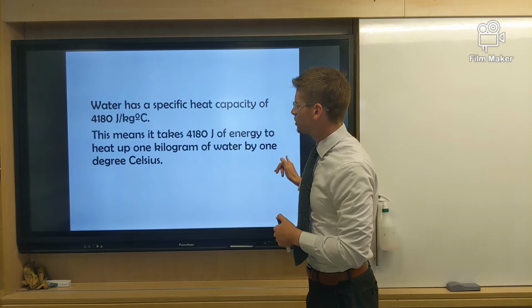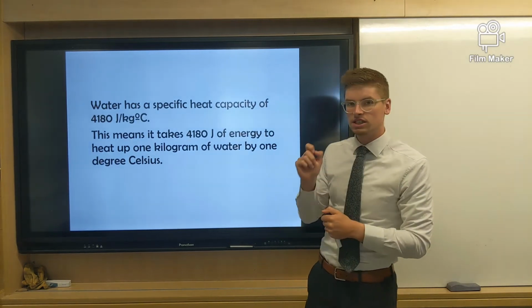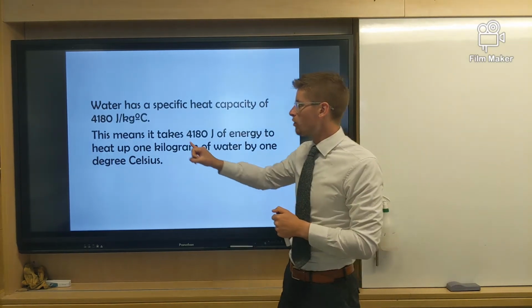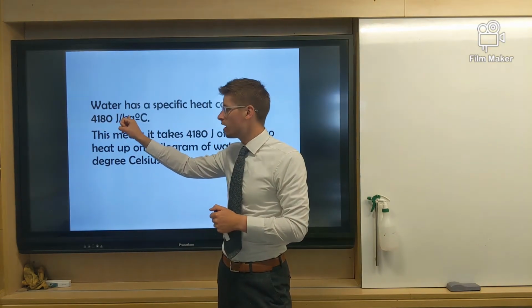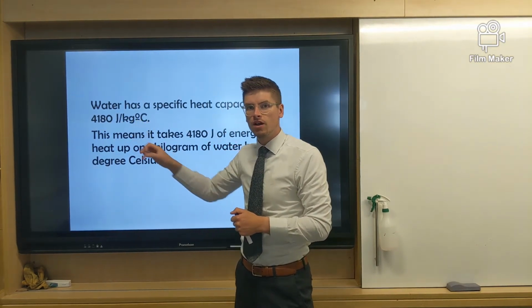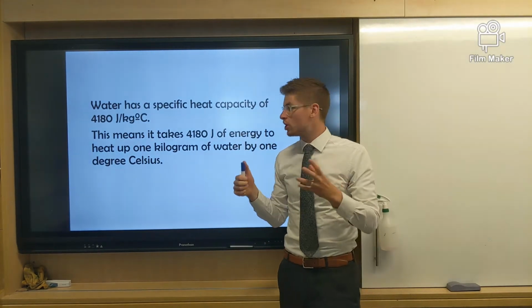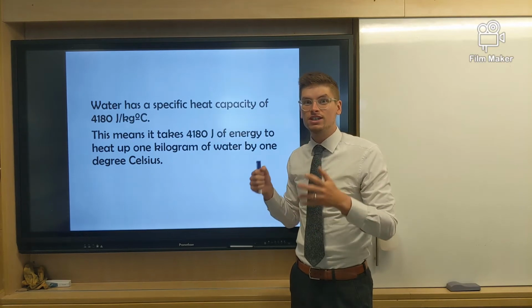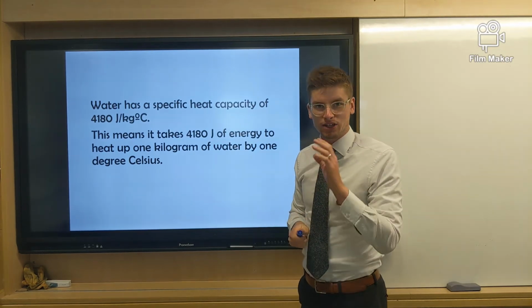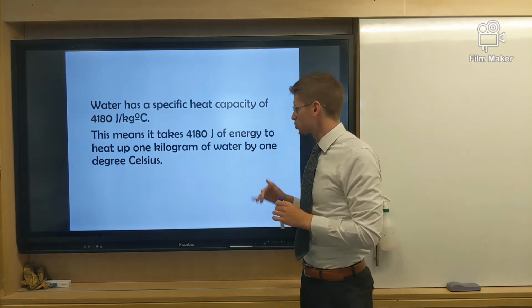Right, that's the equation. So water has a specific heat capacity of 4,180 joules per kilogram degrees C. That means I need to put 4,180 joules into 1 kilogram of water to heat it by 1 degree Celsius. That's quite a lot of energy. Okay, that's quite a lot of energy.